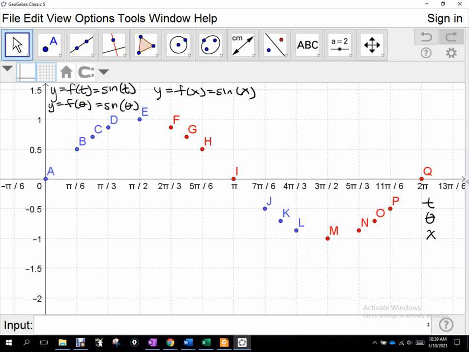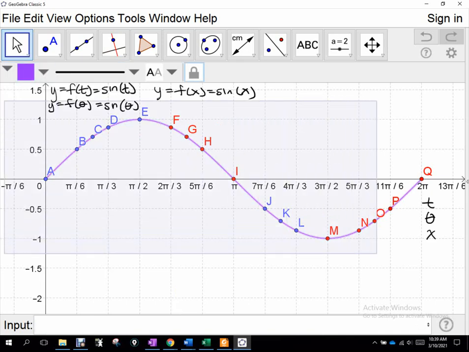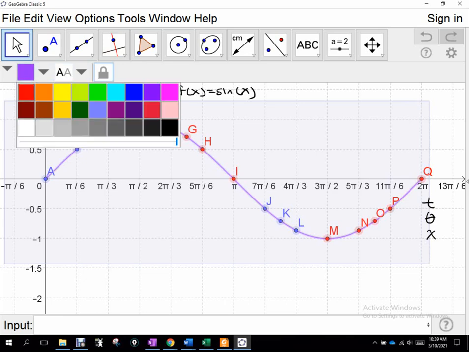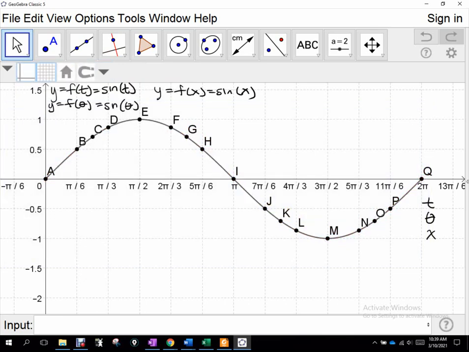Does that look like a smooth sine function? Like we said yesterday, if we're looking between 0 and 2 pi, the sine function looks like that, right? Now, of those 17 points that are there, I think there's 17, some of them are really easy to plot. Some of them are really hard to plot.